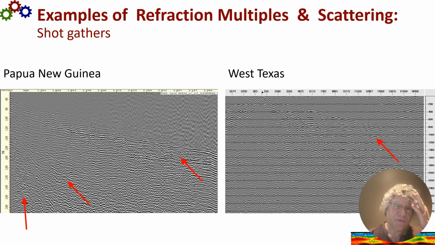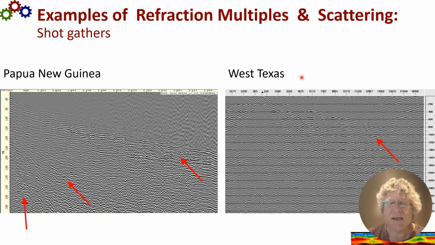So here are examples of shot gathers from around the world. The first one is from Papua New Guinea, and you can see the refraction multiples here. They're in a way echoes of the first arrival, and the first arrival is actually up here, and these refraction multiples, you can see, are even stronger. These are P refraction multiples. Here, this is shear refraction multiples, and these are often surprisingly strong. And then here you have a hint of a surface wave.